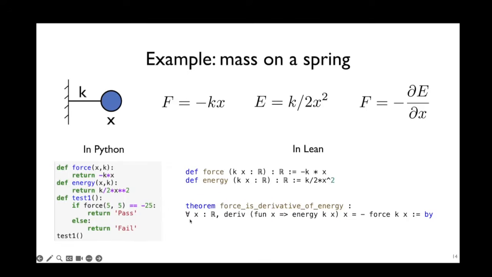It means for all values of x, real numbers, the derivative of energy with respect to x is equal to negative force. Okay, that's essentially how we'll read it. And we'll get into how you can actually parse and read Lean code later. But that's what this is going to prove.